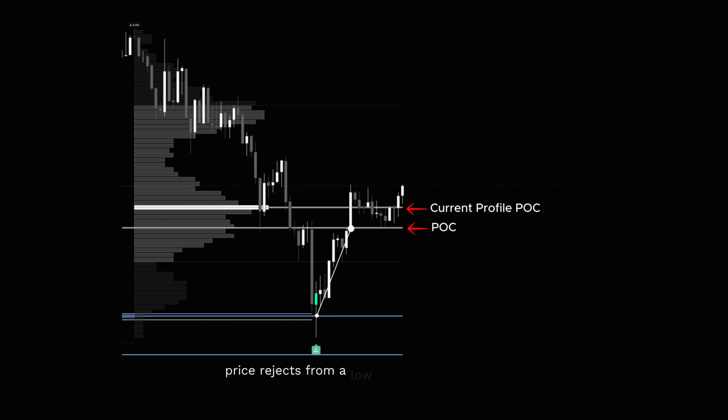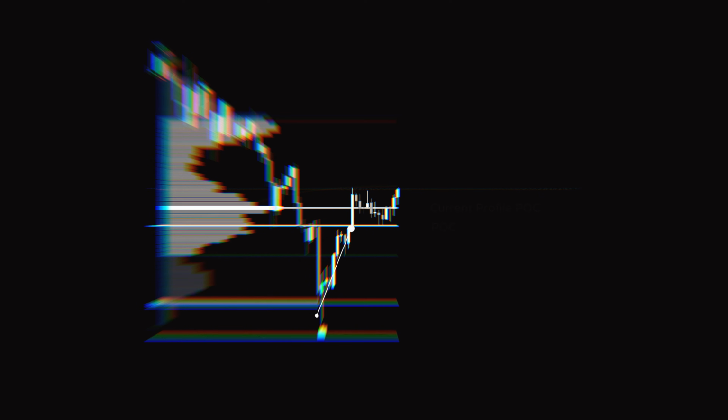Price rejects from a low volume internal area. The market moves back toward the high volume area. That means the POV can help you find entries, while the POC can help you define targets. This is why the engine shows both. One tells you where participation is strongest. The other tells you where participation is weakest inside value.